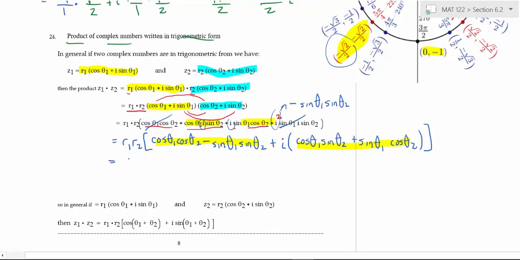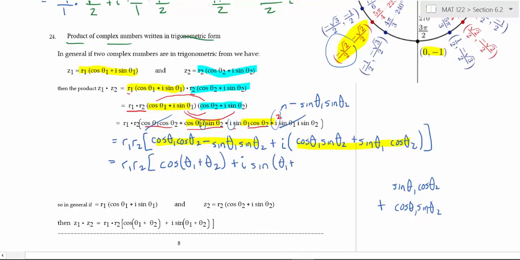Basically, this one is the one that goes cosine, cosine, sine, sine, different sign. That is the cosine sum identity. So we're going to bring down the r1, r2, and we're going to replace this thing with cosine of theta 1 plus theta 2. Cosine, cosine, sine, sine, different sign. And then this one goes sine, cosine, cosine, sine, same sign. You're more used to seeing this as sine theta 1, cosine theta 2, plus cosine theta 1, sine theta 2. And that one is the sine of the sum of the two angles.